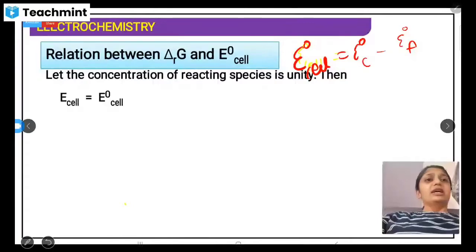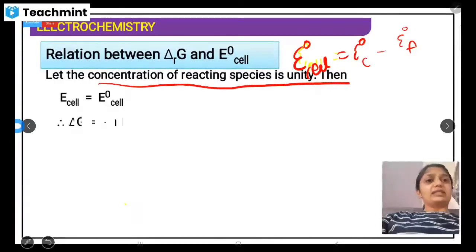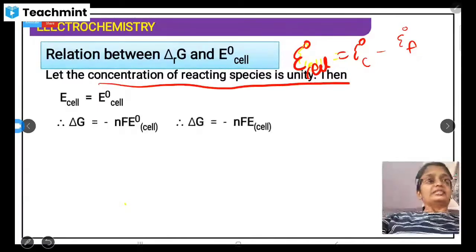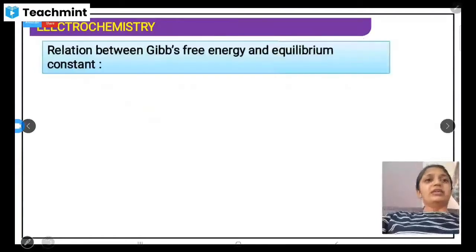So let the concentration of reacting species be unity, then E cell is equal to E naught cell. So finally we have the formula: delta G is equal to minus nF E cell, here it will be delta G naught, minus nF E naught cell.